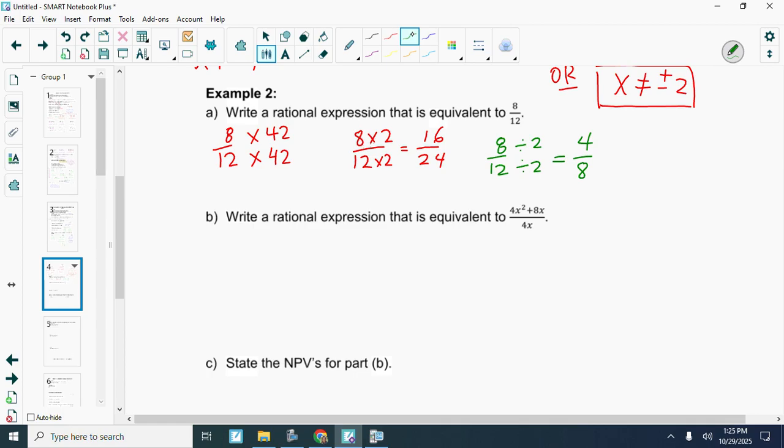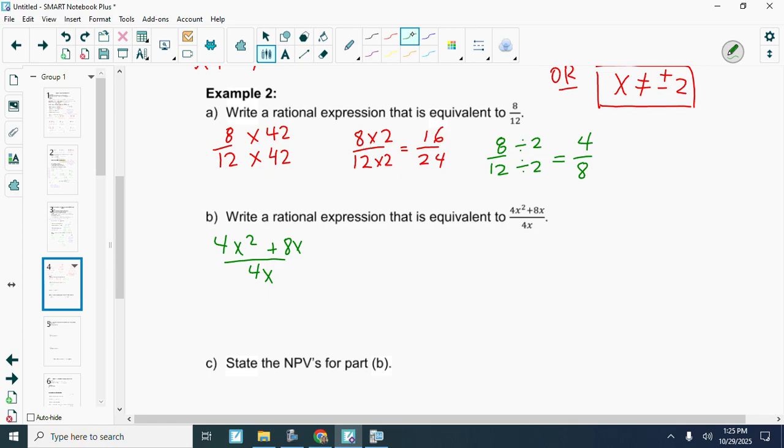Now here's one. Now we're just going to change it up a little bit. Now we have 4x squared plus 8x all over 4x. Walk me through what you would do to write an equivalent expression when we've thrown in some variables. What's something that we could do?